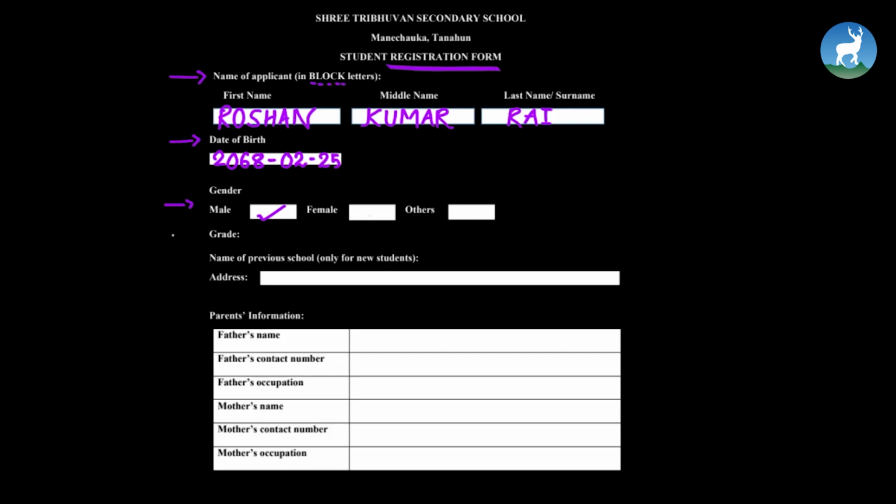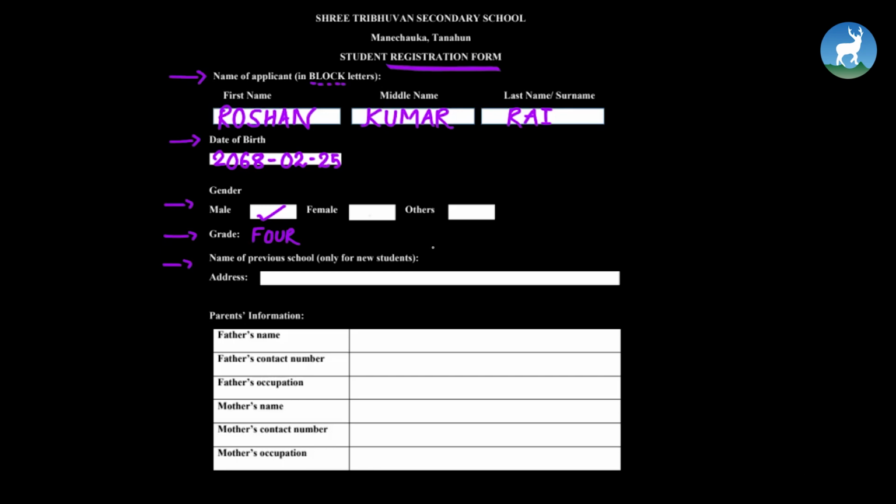Now grade, the grade he is applying for. Suppose he is applying for grade 4. Let's write 4 here. F-O-U-R. Okay, now here there is one piece of information asked, and that is only for new students. That's the name of the previous school. If the applicant is a new student, that person needs to fill in this part. For example, Roshan is a new student and he has to write the name of his previous school.